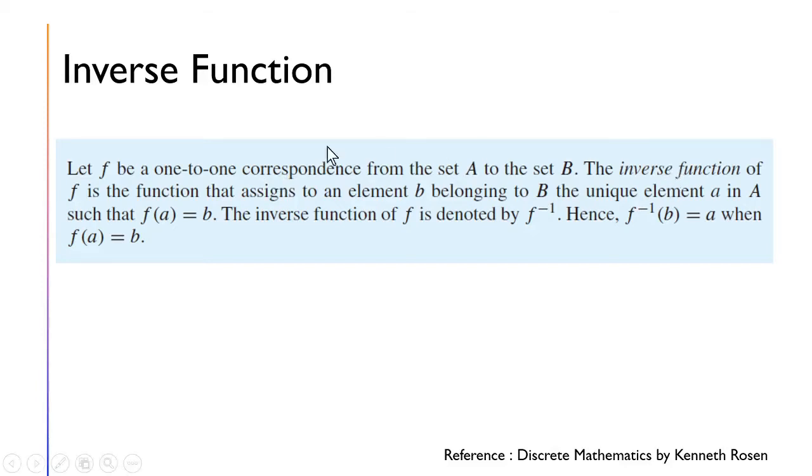The inverse function of f is a function that assigns to an element b belonging to B the unique element a in A such that f of a equals b. So if f of a equals b, then I write the inverse function as f inverse, and f inverse of that element b will be assigned to a whenever f of a is equal to b. So if f of a equals b, then what will f inverse of b be? It will be a.